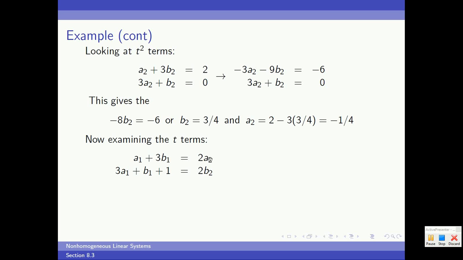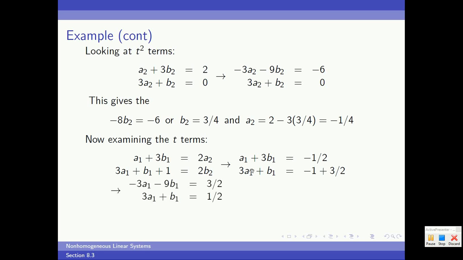So notice I need to plug in my a2 and my b2 here. When I plug in my a2 and b2 and move this 1 to the right hand side, I have this equation in terms of a1 and b1. Again, just simplifying, so I'm going to multiply the top one by -3 so I can add to the bottom one, get rid of my a1s.